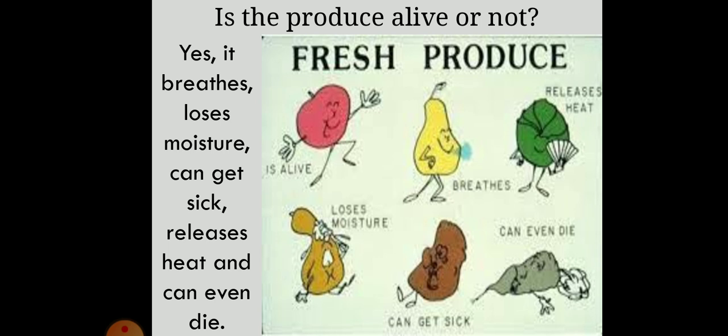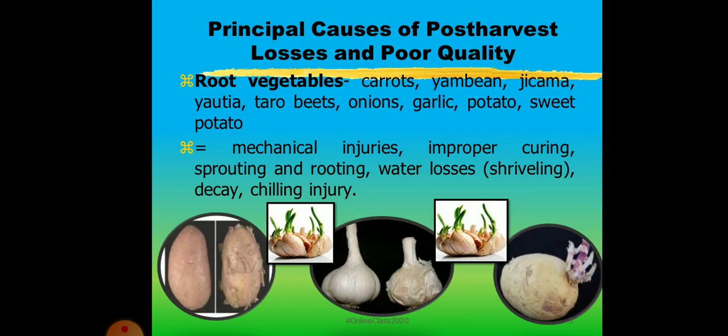We will be discussing the physiological process of respiration in the third chapter, the post-harvest physiology. But for now, we will discuss first the losses of a certain harvest or produce. So we have here some principal causes of post-harvest losses that will cause poor quality of products. So let's start with the root vegetables.